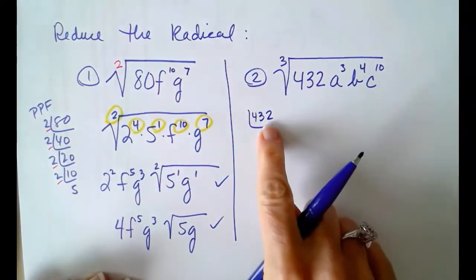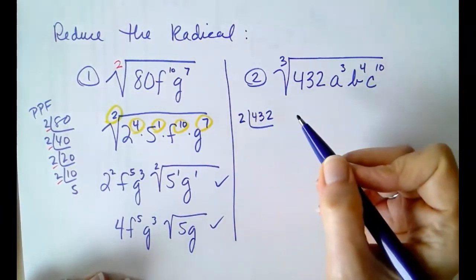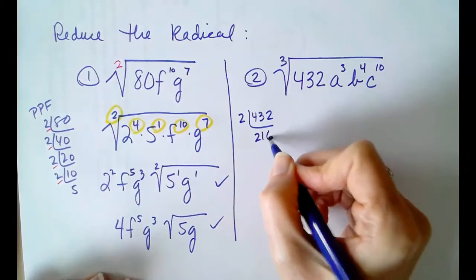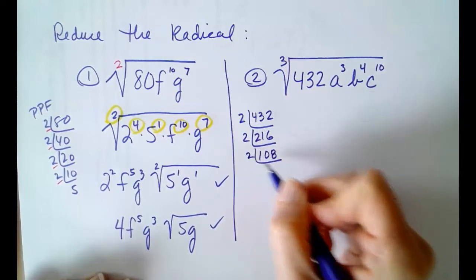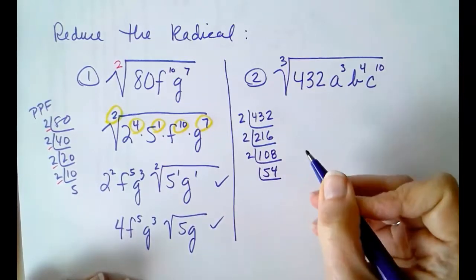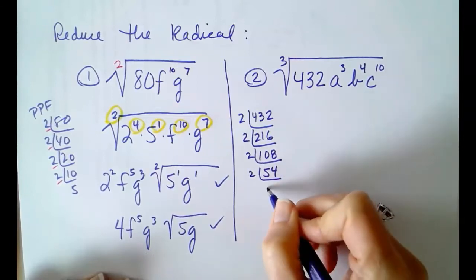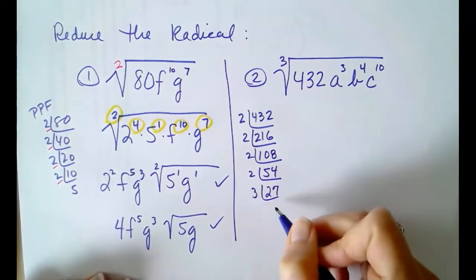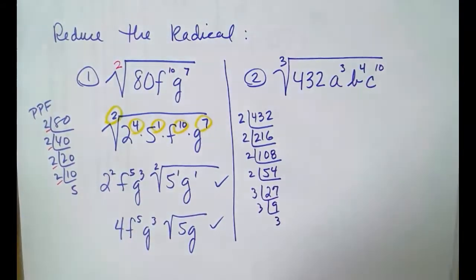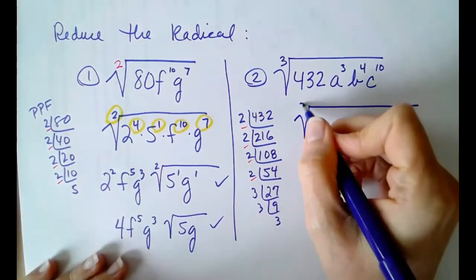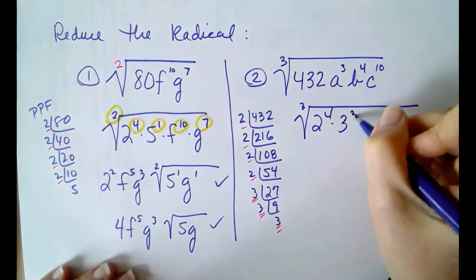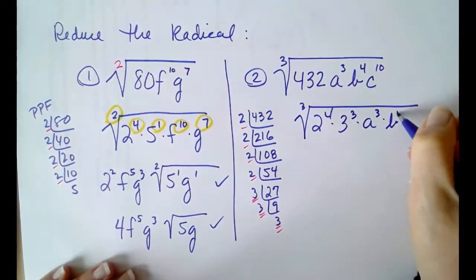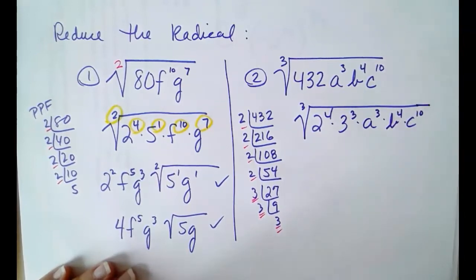It's obviously divisible by 2. So 432 divided by 2 is 216. 216 divided by 2 is 108. 108 divided by 2 is 54. 54 divided by 2 is 27. Divided by 3 is 9. Divided by 3 is 3. So 1, 2, 3, 4 powers of 2. 1, 2, 3. 3 powers of 3. 3 powers of a. 4 powers of b. And 10 powers of c.